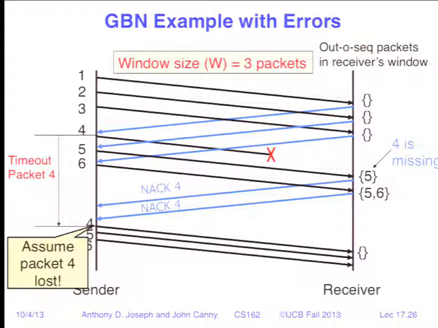So the question is, how does the receiver know what order it's supposed to receive things in? Every packet has an ID number, a sequence number. So if I received 4, I expect to receive 5 next, and then 6, and then 7, and so on.